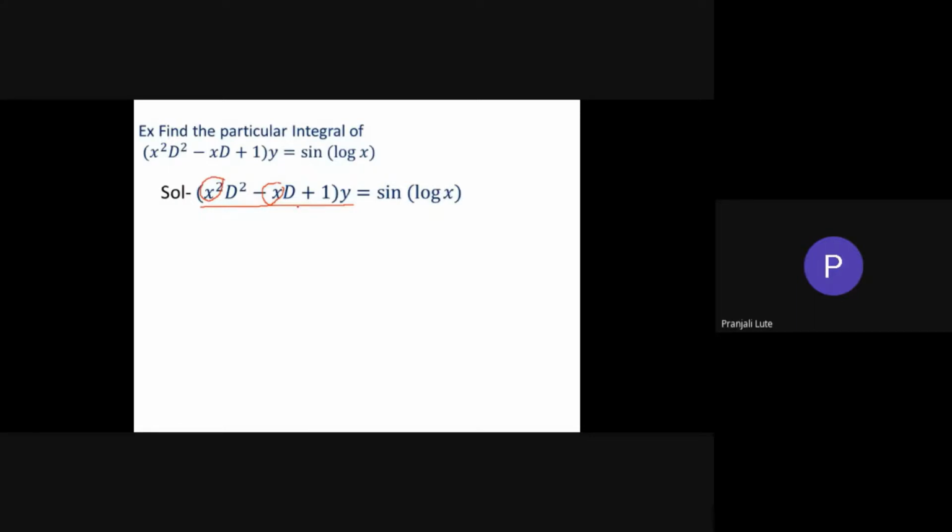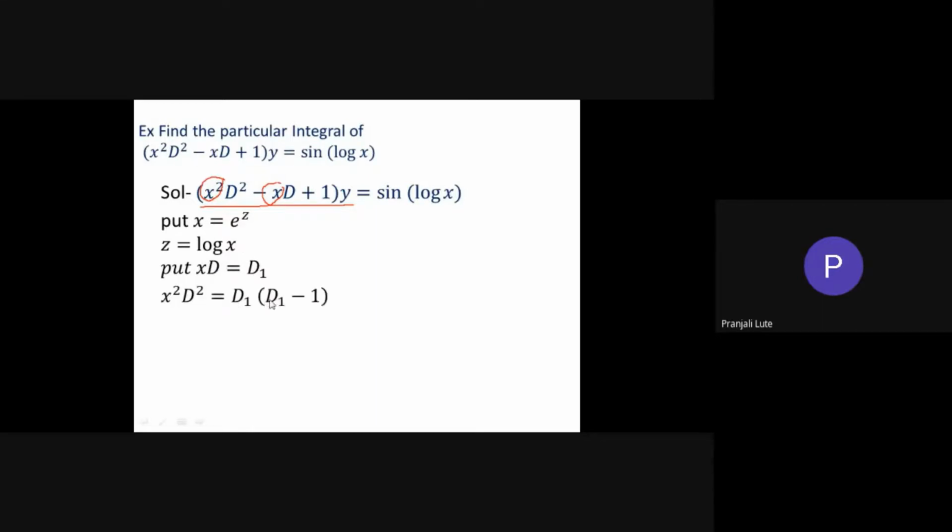x equal to e to the power z. So z equal to log x, and xD equal to D1. x square D square is D1 into D1 minus 1. So we have to substitute all these terms.